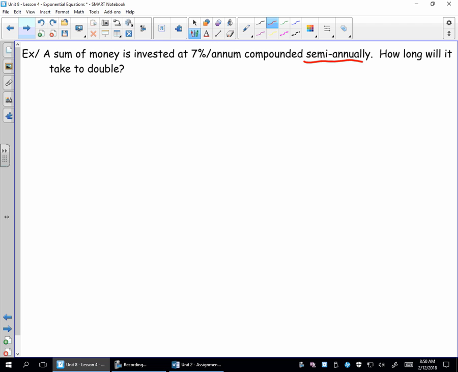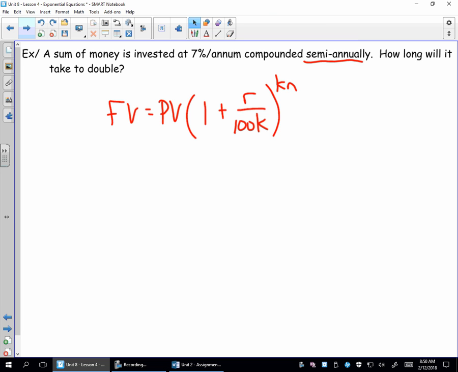So our formula for money, our future value, depends on our present value, our rate over 100, compounding periods, and total number of periods. Okay, this is the formula we learned for compound interest. So how much money do we start with? What's our present value? Well, right now we don't know how much, but we want to double. So really, it could be any number you want as your present value, as long as your future value is doubled. And 1 and 2 would be the easiest numbers to work with.